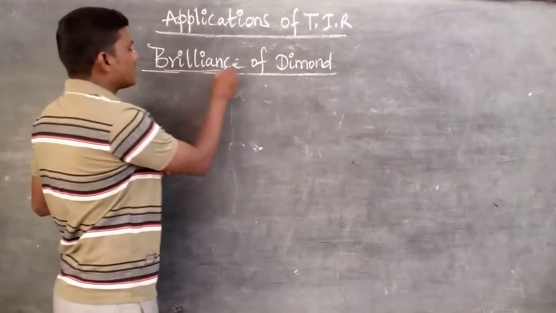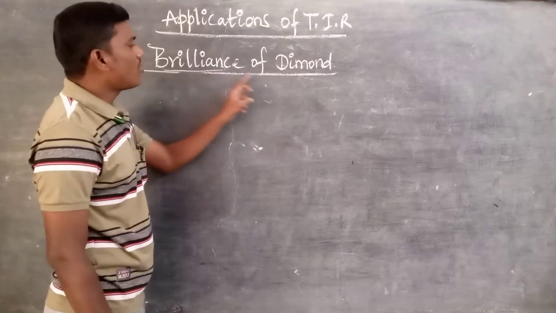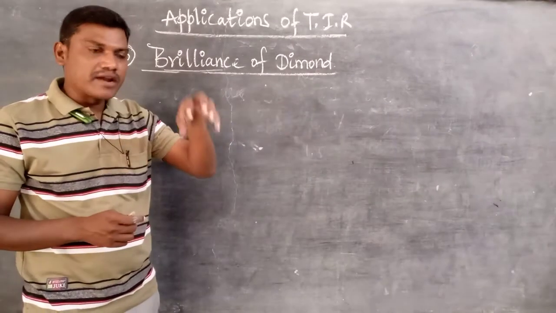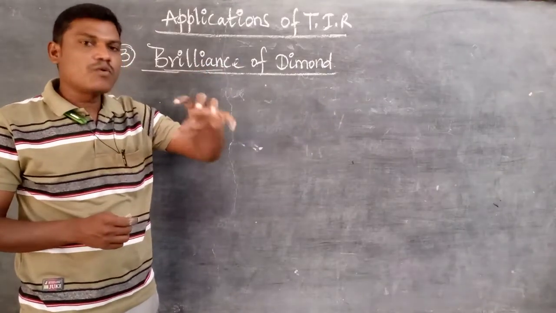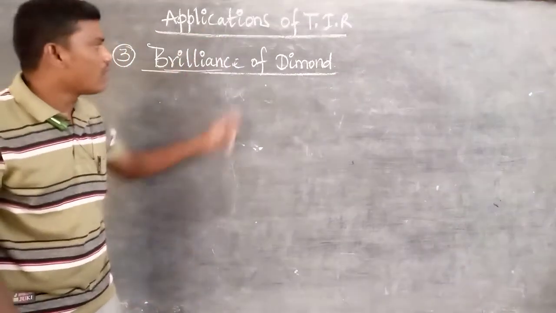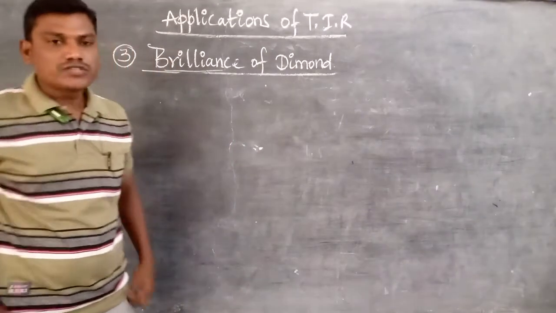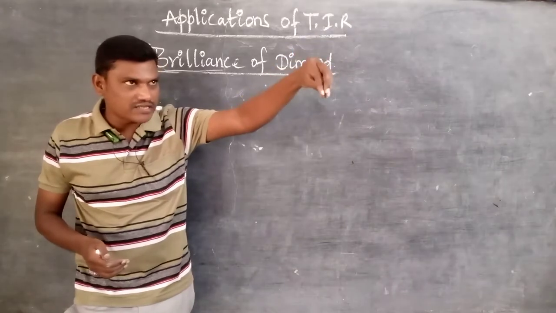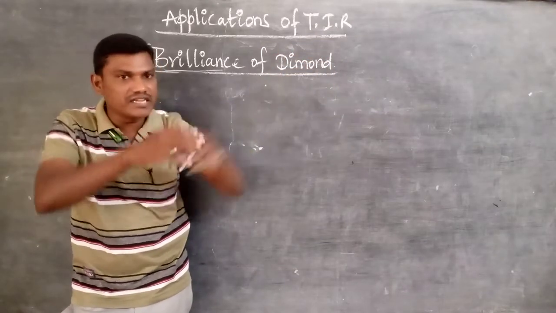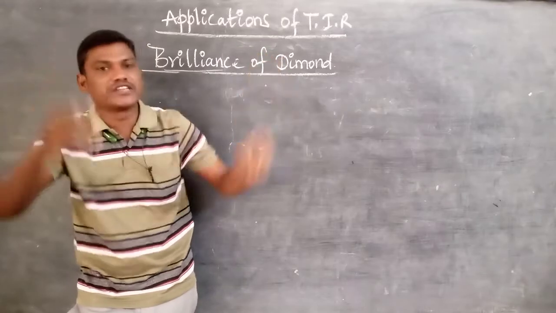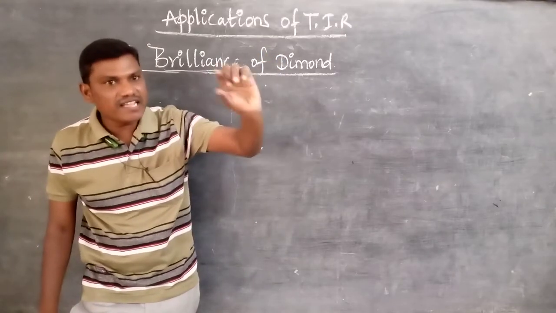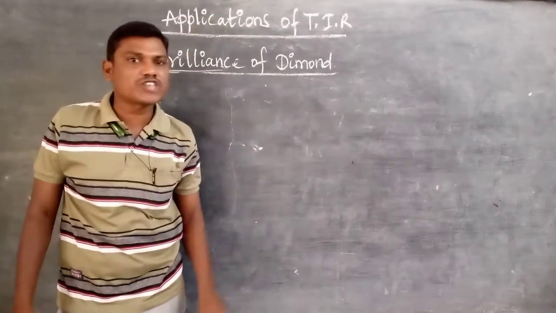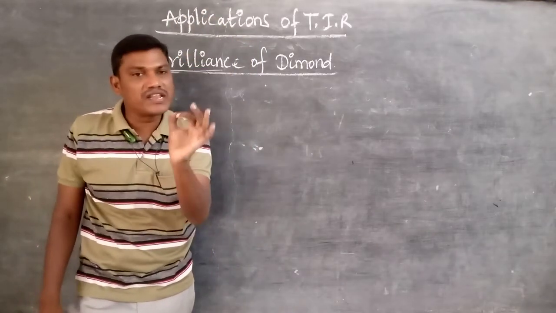So the third application is brilliance of diamond. Brilliance is nothing but the diamond appears more shiny or brighter when light falls on it. Generally we observe that if the diamond is placed at one particular place and light is focused on it, the diamond appears to shine more. Is it correct or not? Or when you take the diamond and rotate it slowly, you observe that it appears more shiny or bright. That is called brilliance of diamond.